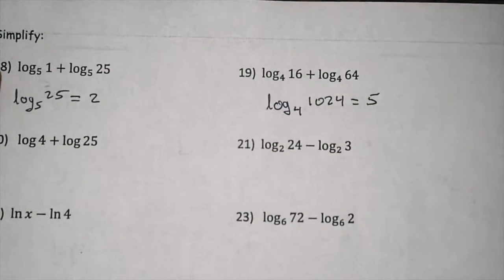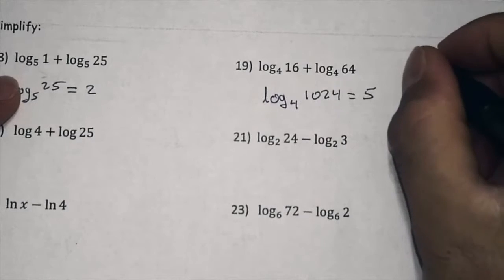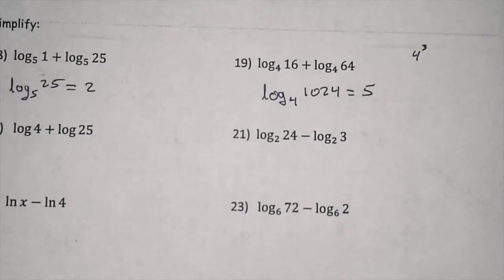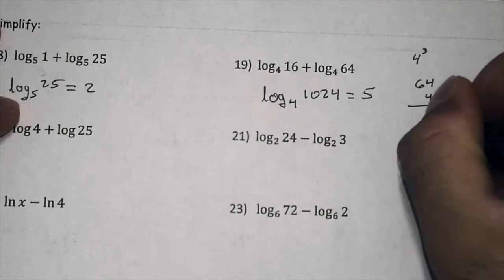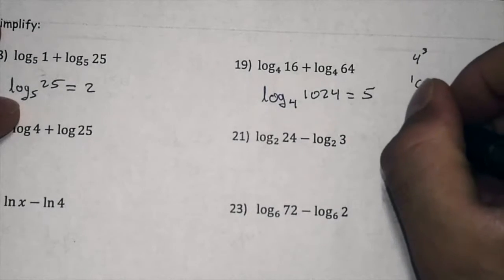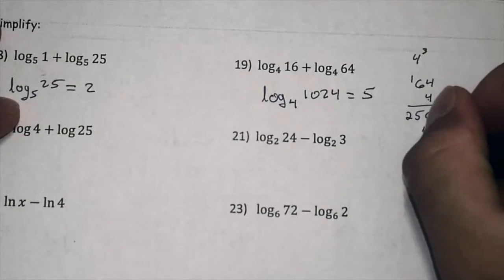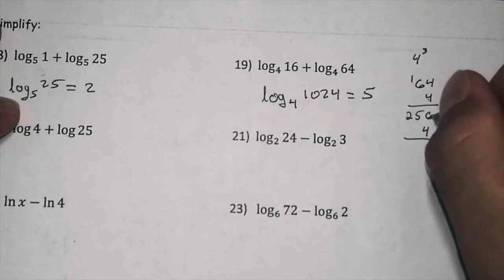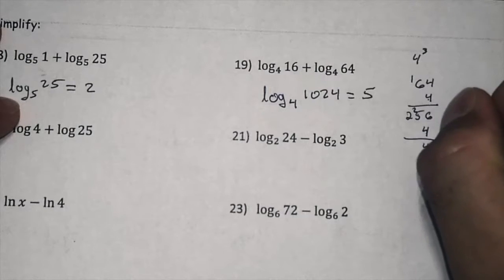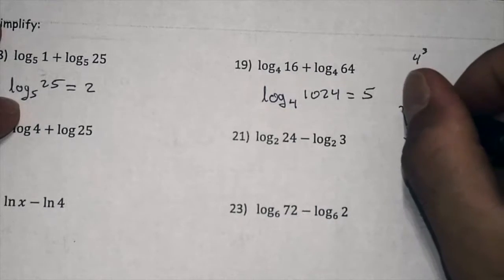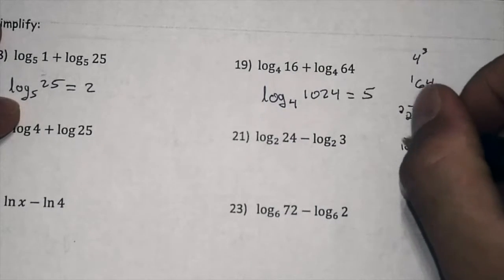Well, you know that 4 to the third is 64. Times that by 4 gives us 256, and times that by 4 again gives us 1,024. So that's 4 to the power of 5.